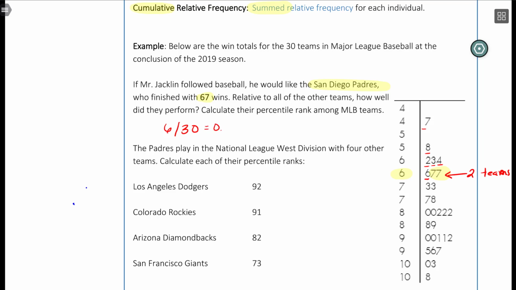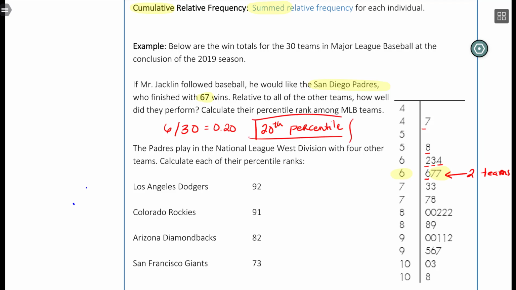This gives us 0.20. Well, 0.20 is not a percentile, that's a proportion of teams. It still tells us the same thing, but we want to write it as a whole number in terms of a percentage. So this would be the 20th percentile. That means there were only 20% of teams that they performed better than.